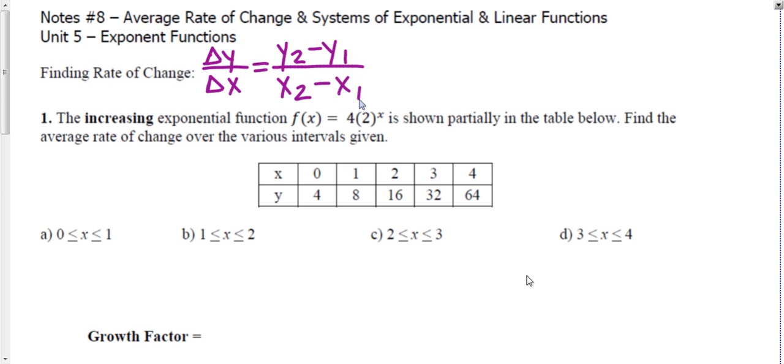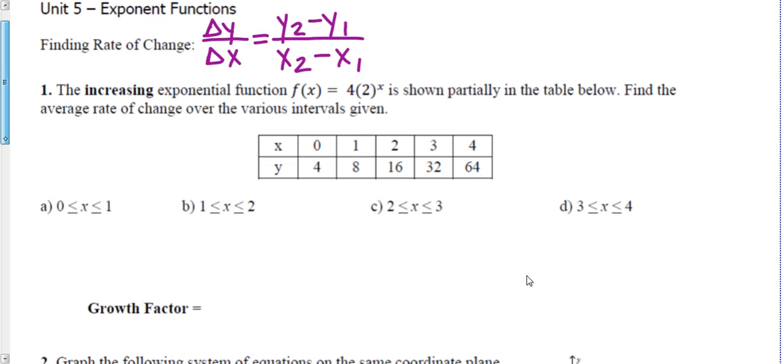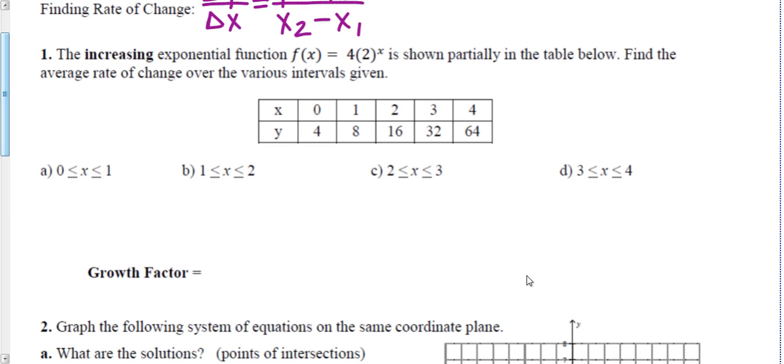The increasing exponential function f of x equals 4 times the quantity 2 to the power of x is shown partially in the table below. Find the average rate of change over the various intervals given. So for problem number 1, remember it is going to be the change of y over the change of x. They give us our range, 0 is less than or equal to x, which is less than or equal to 1. So I know that my denominator is going to be 1 minus 0.